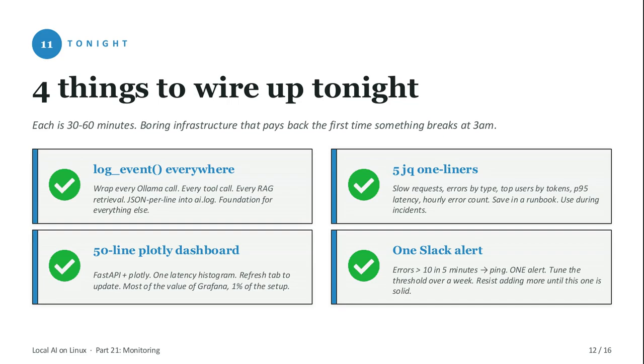Stand up a 50-line FastAPI plus Plotly page with 1 latency histogram, and wire exactly 1 Slack alert: more than 10 errors in 5 minutes. Tune the threshold for a week before you even think about adding a second.